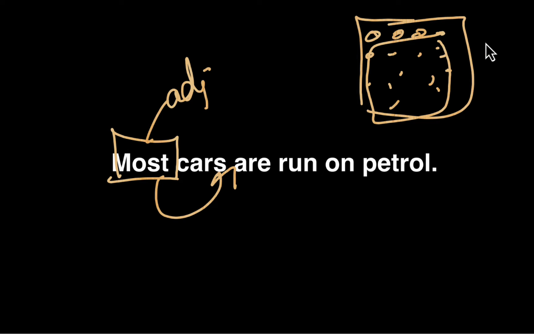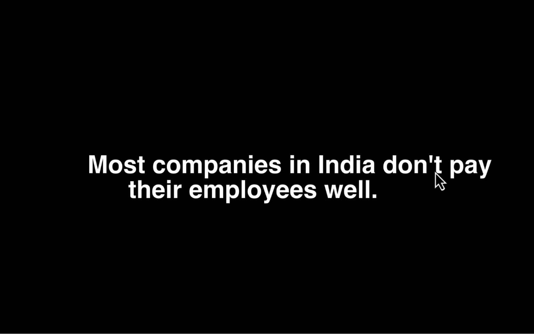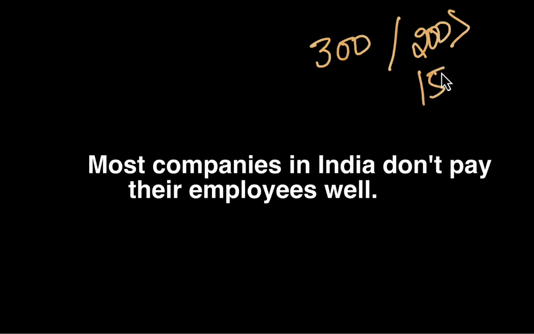All right. Let's take another example. Most companies in India do not pay their employees well. Out of all the companies in India, for example, let's say there are 300 companies. Most companies would mean more than 200 companies, or at least more than 150 companies easily. So when you say most companies in India, it basically means the majority of companies working in India do not pay their employees well.